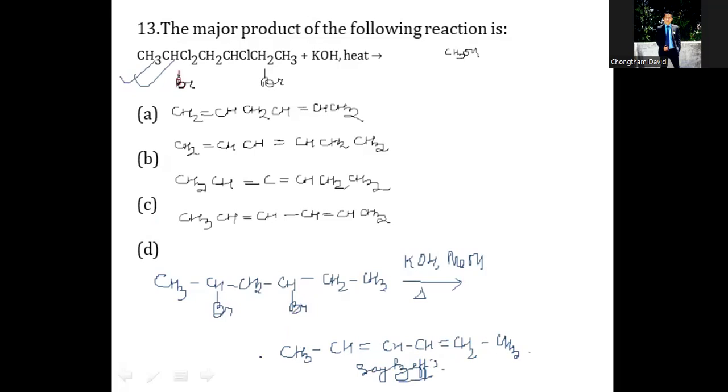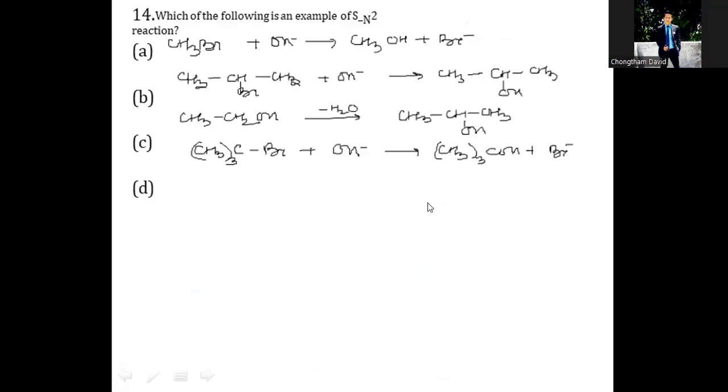So which is the correct answer? You have to check this one. The correct answer is option number D. So this is for option D, this is for option C, B, A. So the correct answer for this is option D. Relate these two structures. They are the same.